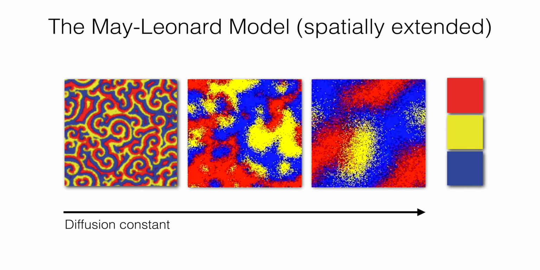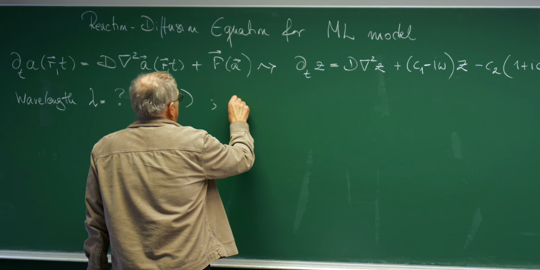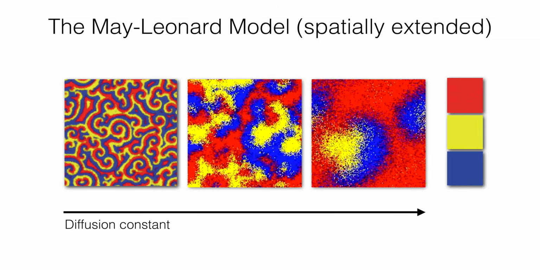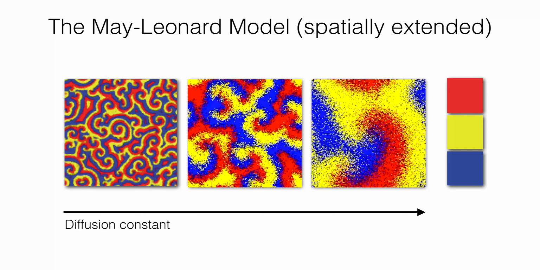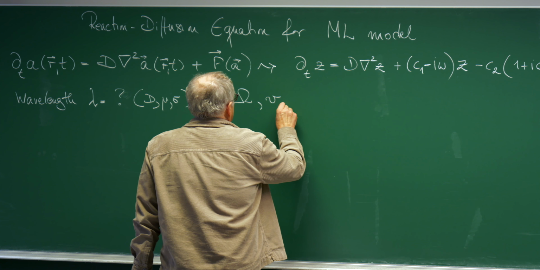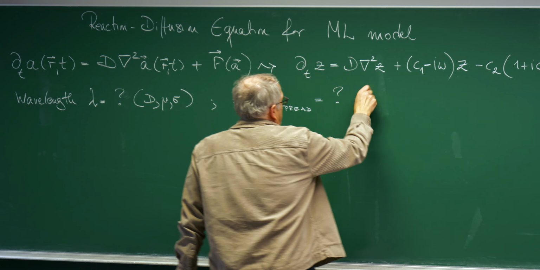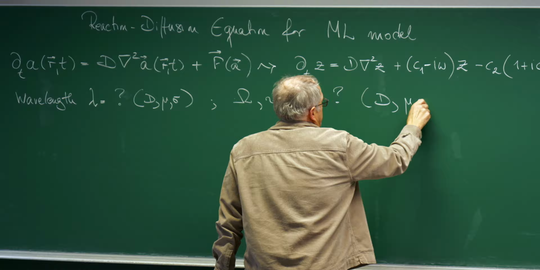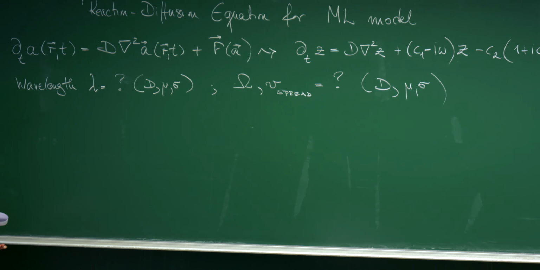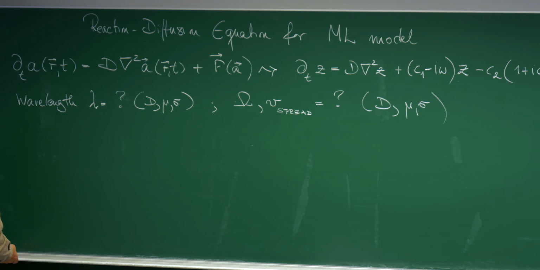If I run the movie, then you see this also has a frequency, omega, and also if you look at the front, so just focus here on one of the fronts, say the yellow one, then you see it spreads. It has a spreading velocity, v spread. And we would also like to know how does that depend on the diffusion coefficient and on the rates. Good. So how would you calculate that?